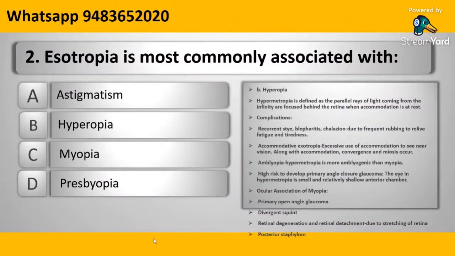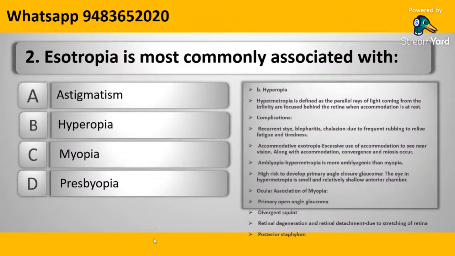Hypermetropia is defined as the parallel rays of light coming from infinity being focused behind the retina when accommodation is at rest. The complications of hyperopia are recurrent stye, blepharitis, chalazion due to frequent rubbing, accommodative esotropia, excessive use of accommodation to see near, and amblyopia. Hypermetropia is more amblyogenic than myopia. In hyperopia, there is a high risk of developing primary angle closure glaucoma, because the eye in hypermetropia is small with a relatively shallow anterior chamber.